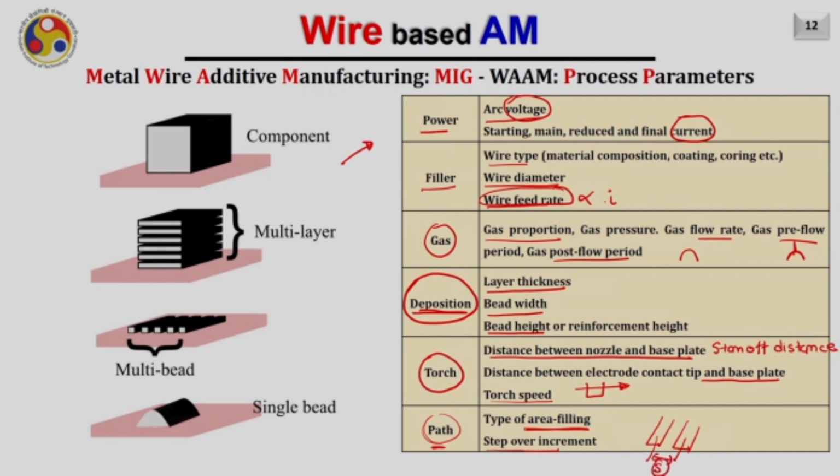Usually whenever you are going to deal with a new material, it is recommended to perform three experiments. The first one is called the single bead experiment, and by the single bead experiment we usually measure three parameters: the height of the bead, the depth of the bead, and the penetration of the bead into the workpiece.